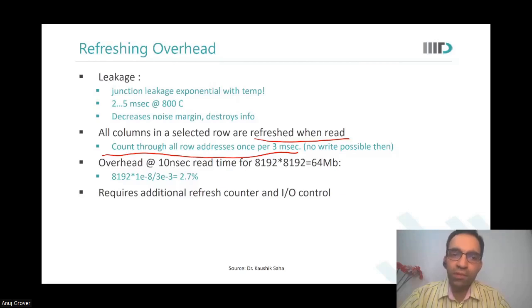What did we just say? Refresh is equal to dummy read. Yes, sir. The read time is the refresh time per row. So you need to see how many rows we are talking about. How many rows? 8192 rows in this example. So 8192 times 10 nanoseconds, at what interval? It's at a 3 millisecond interval. So 3 into 10 raised to the minus 3 into 10 raised to the 3. And finally we get the percentage overhead. Fine.